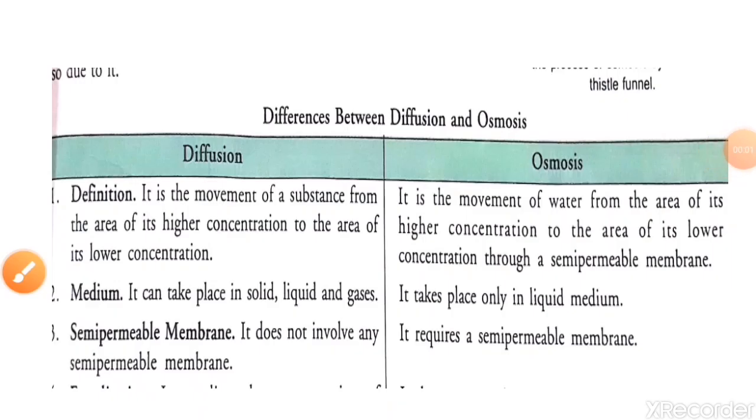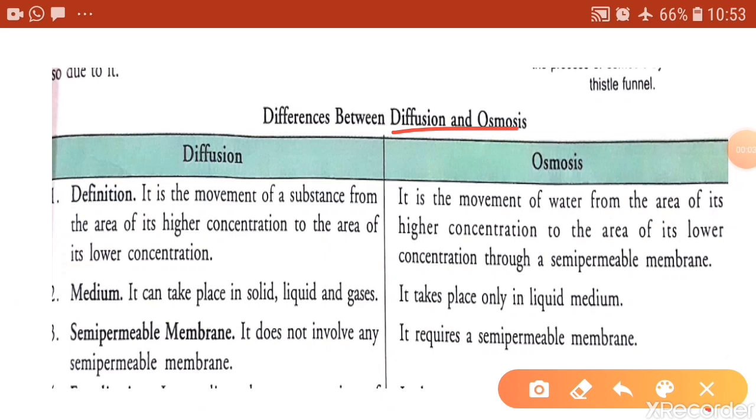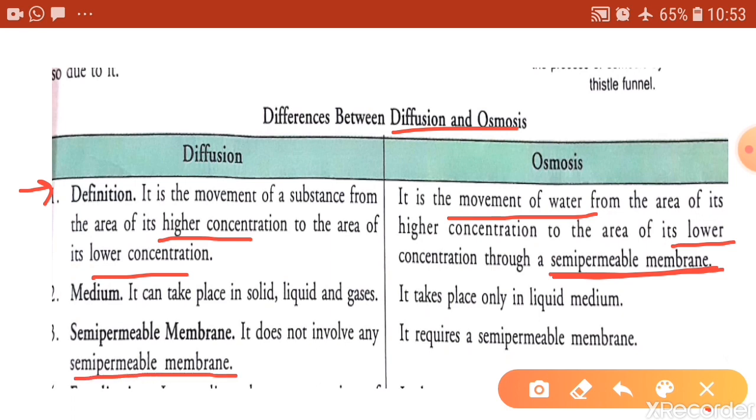Let's now differentiate between osmosis and diffusion. Diffusion is the movement of substances, molecules of solid, liquid and gases, from the region of higher to the region of lower concentration, whereas osmosis is the movement of water. It is the movement of water from the region of its higher concentration to the region of lower water concentration across a semi-permeable membrane. For diffusion to occur, there is no requirement of a semi-permeable membrane, but osmosis will occur only when there is a semi-permeable membrane, right?